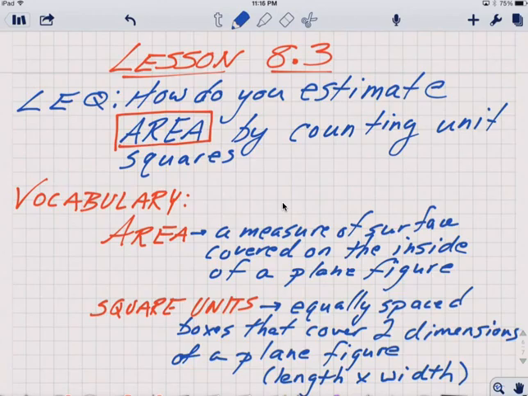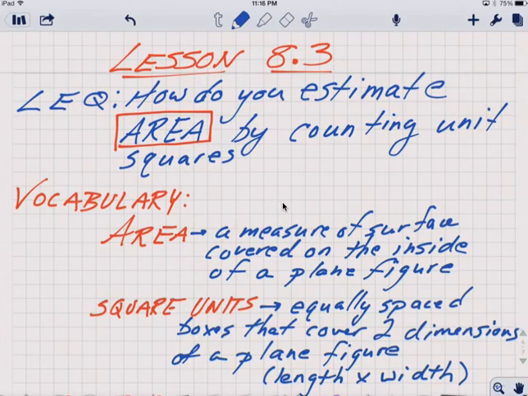Two vocabulary words for today. One of them is area. Area is a measure of the surface covered on the inside of a plane figure. And square units. These are equally spaced boxes that cover two dimensions of a plane figure. Those are length and width. Those are your two dimensions that are covered by each square unit. Square units can be designated by different measurements such as centimeters squared, feet squared, inches squared.